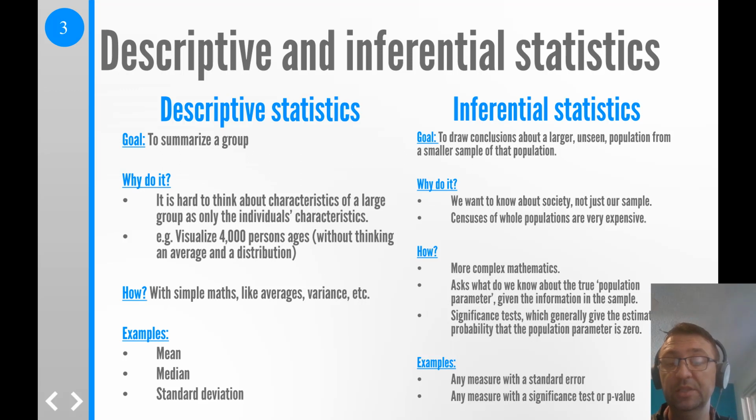It'll make more sense. What are some examples of it? Well, any measure that's got a standard error rather than a standard deviation, or any measure that has a significance test or a p-value, you're in the realm of inferential statistics.